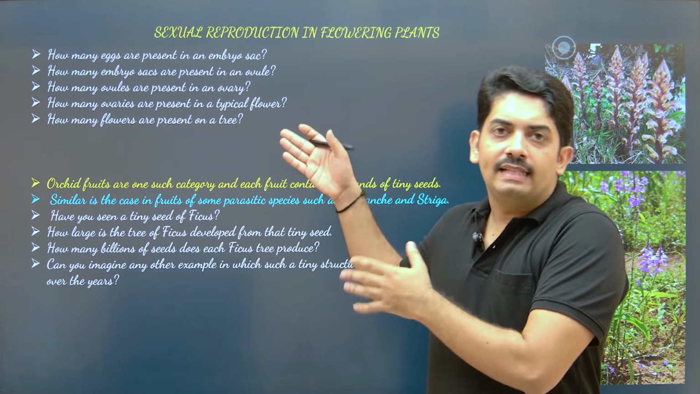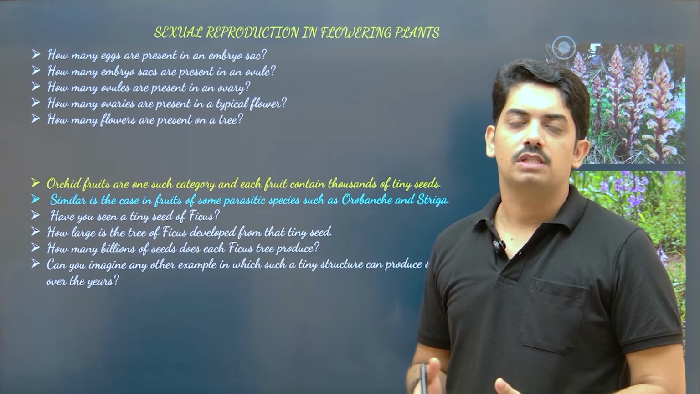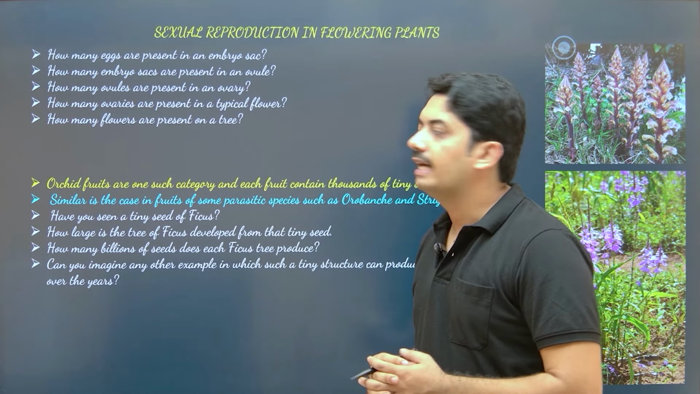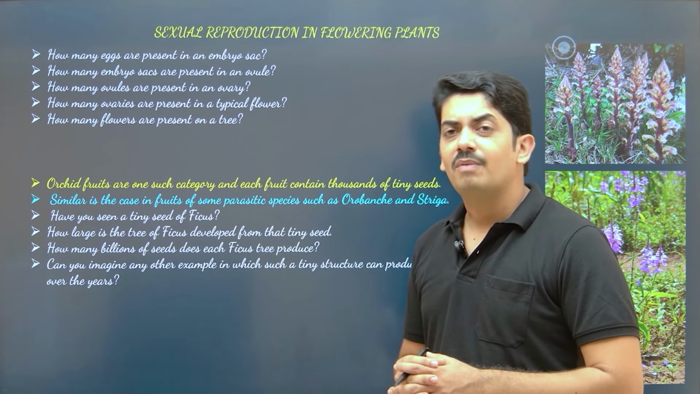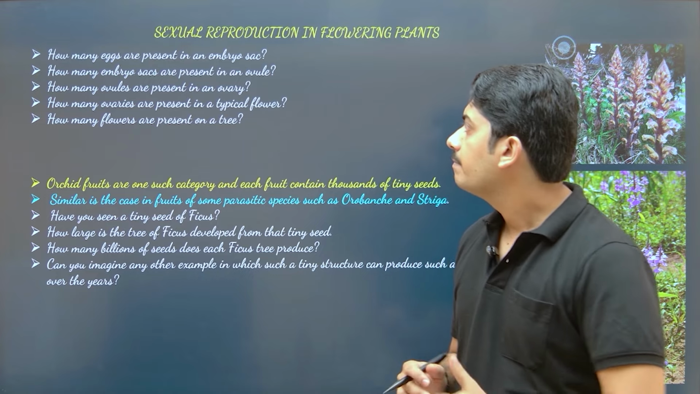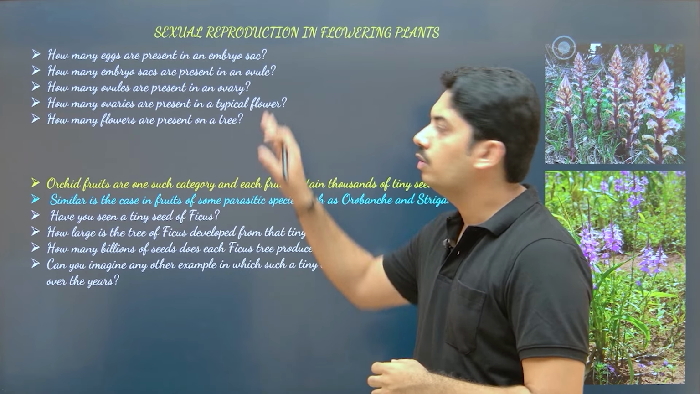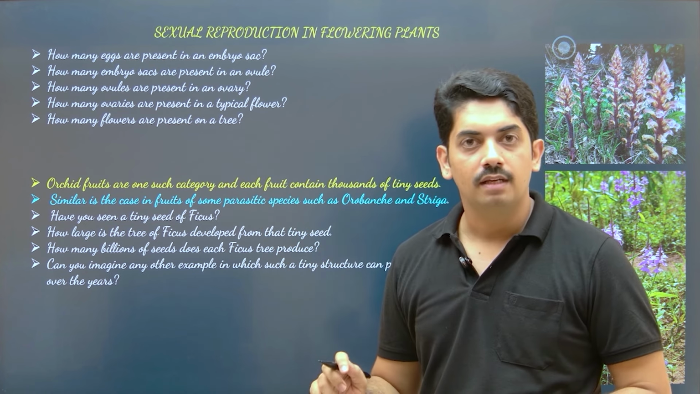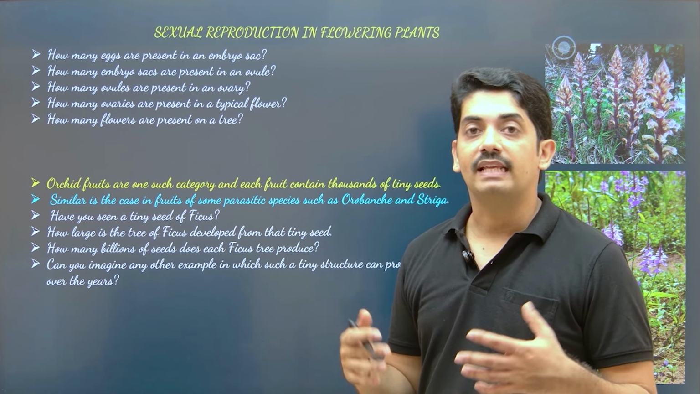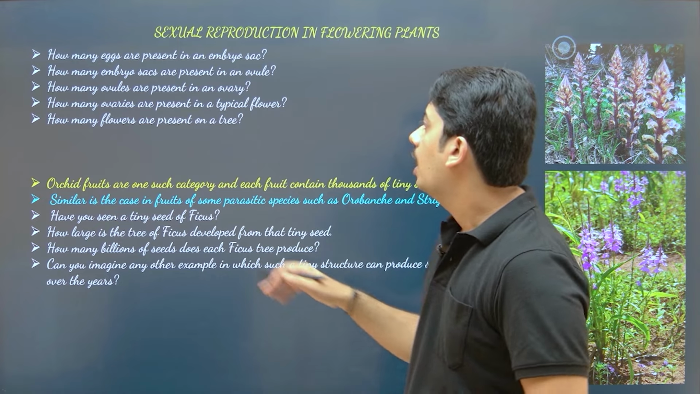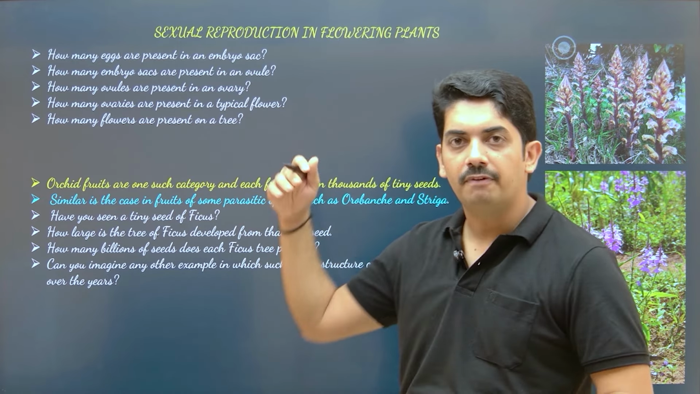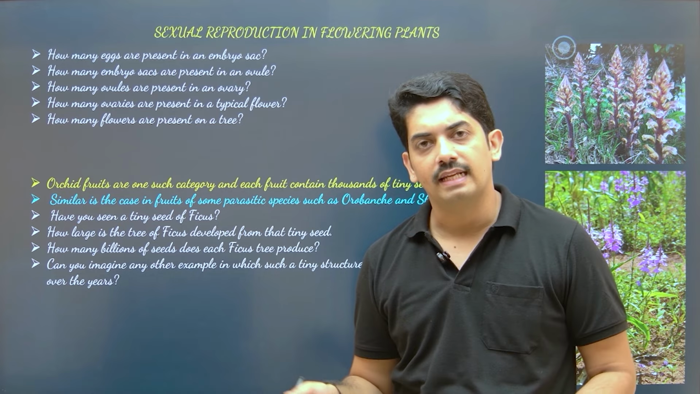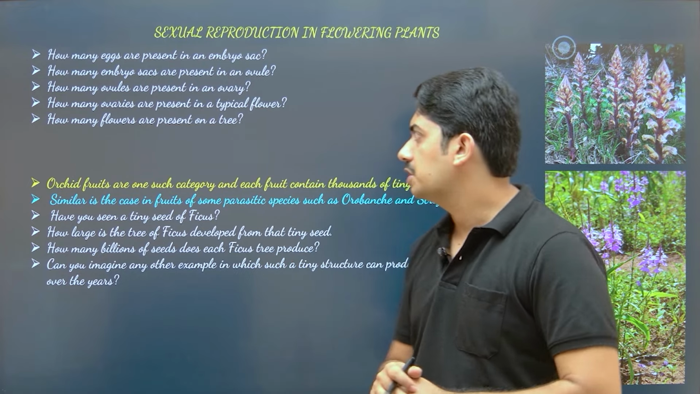Now in the NCERT textbook they asked some questions. We will try to answer those questions. How many eggs are present in an embryo sac? Only a single egg. How many embryo sacs are present in an ovule? A single embryo sac. How many ovules are present in an ovary? This will vary greatly from plant to plant. How many ovaries are present in a typical flower? This will also vary. Sometimes monocarpellary, bicarpellary, tricarpellary, some multicarpellary conditions are observed.